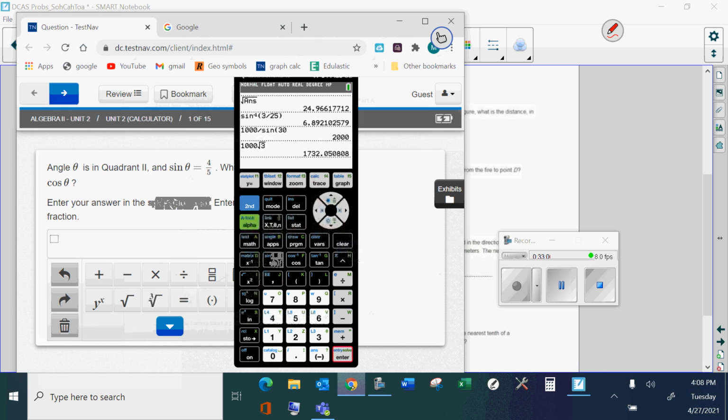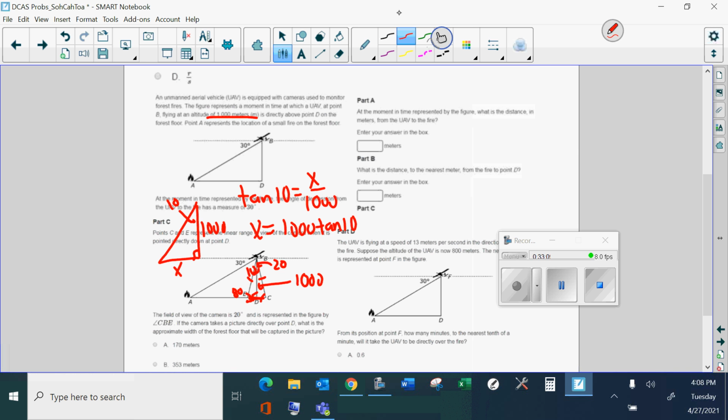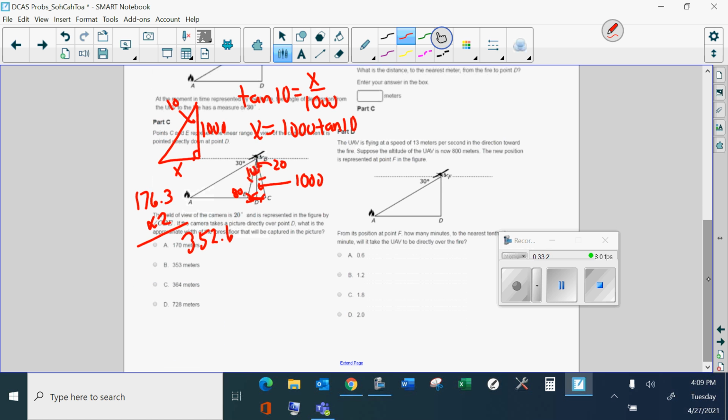Look at the graphing calculator. 1,000 tangent of 10 is 176.3. 176.3, double that. Okay, 175 would be 350, so 352.6. Okay, and what did they say? 352.6, obviously is going to be 353, right there.